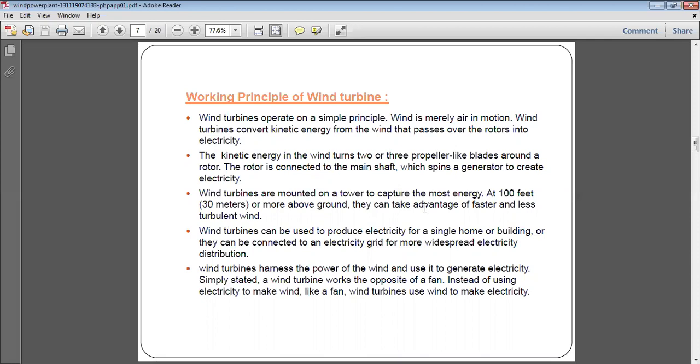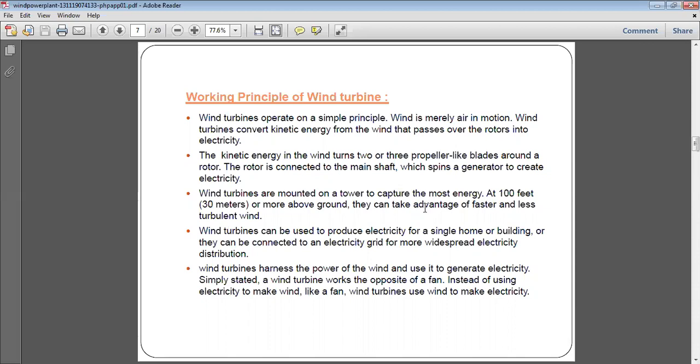Wind turbines are mounted on a tower to capture the most energy. Normally we install them on a tower to capture the most energy, because the aim is the maximum rotation of the rotors, and that happens if we harness the maximum amount of wind energy at 100 feet, or 30 meters or above ground.